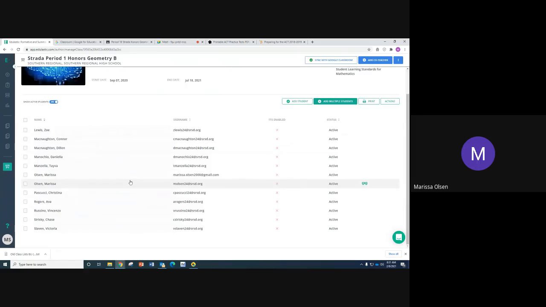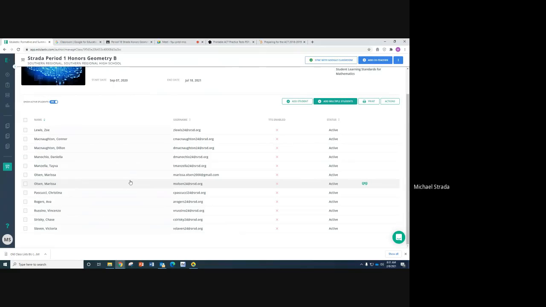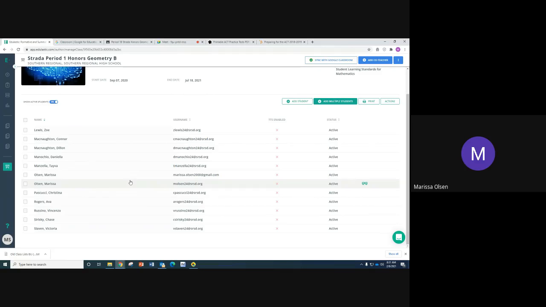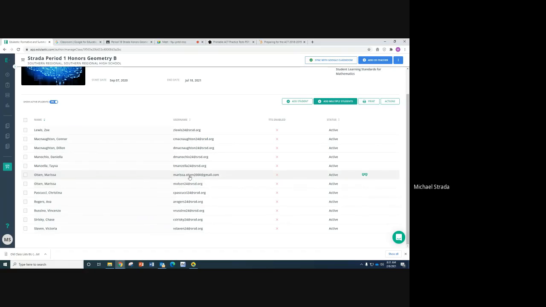It should be on the SRSD one. Okay, so I have the SRSD one, but I also have Marissa Olson 2000 at gmail.com. Yeah, that's my Gmail. So probably don't use that one. You use the SRSD.org one. Okay, so I'm trying to do this. Hold on.